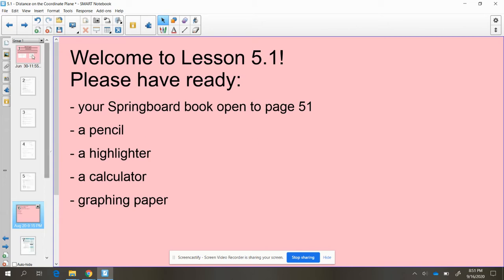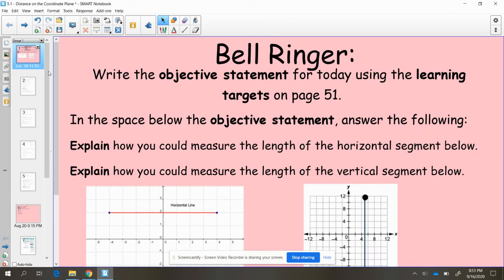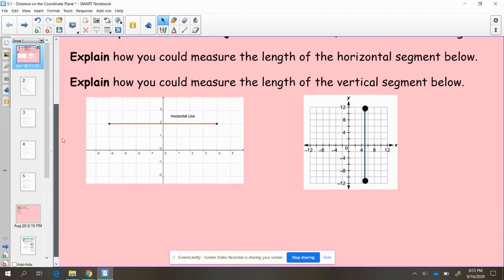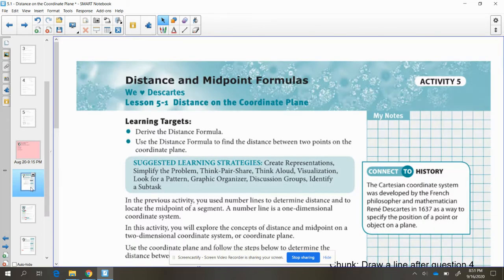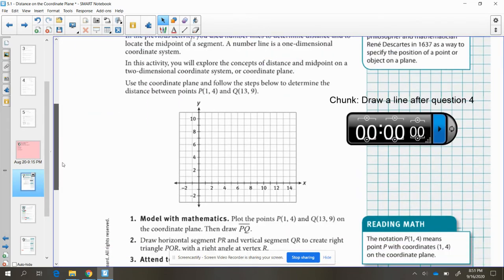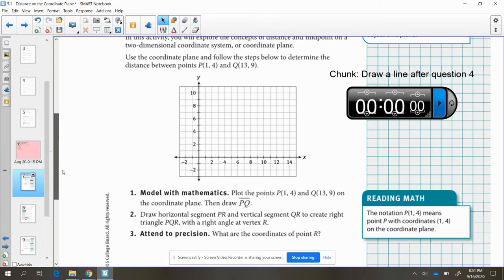Now, if I asked you to count the distance of a horizontal line or a vertical line, how would you calculate the lengths of those two lines? Well, hopefully what you would have said is that you could subtract, but a lot of times you would just count the boxes to count the length. And it's the same kind of idea here when we are going to be starting this particular lesson and looking for distance.